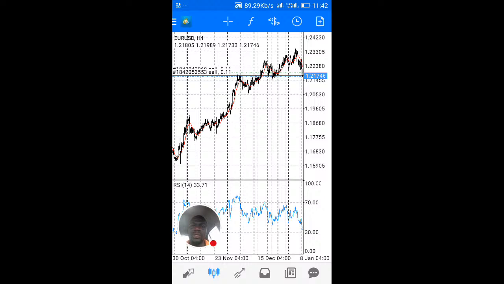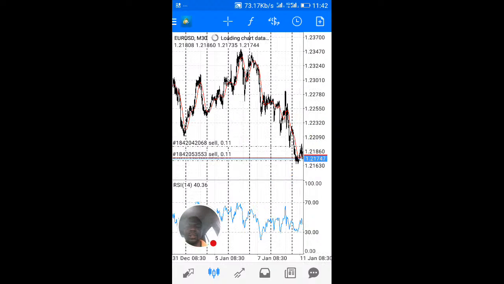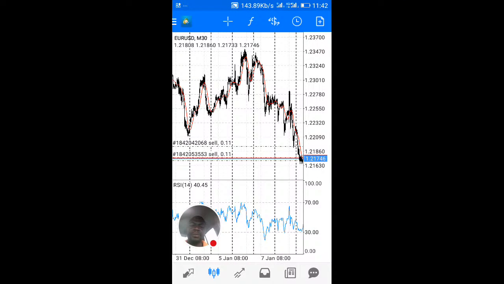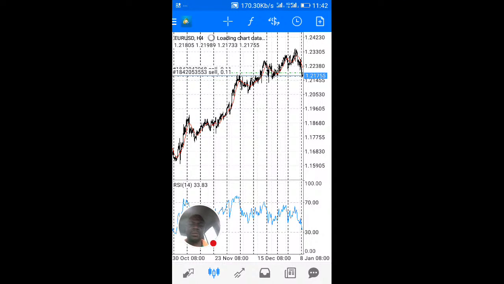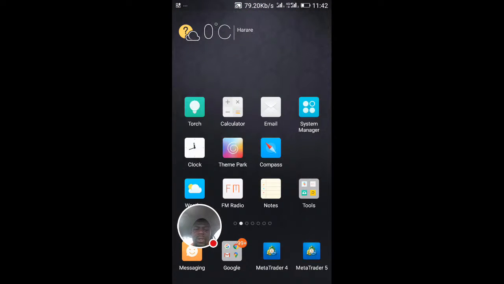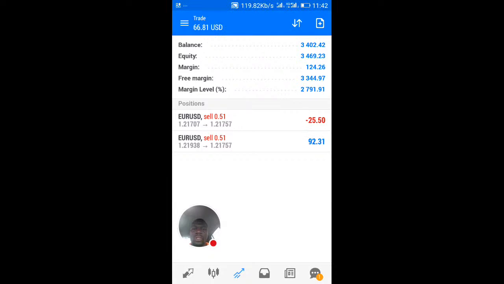As you can see it, this is H4 and this is M30 graph. It's a sell there. It's a sell there. And you can keep your trades for quite a long time. No profits today. And I have this one, another account on MT5, where I'm also trading.